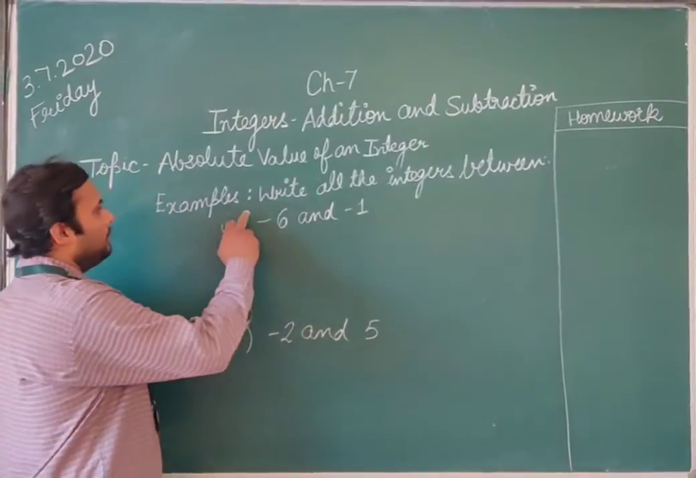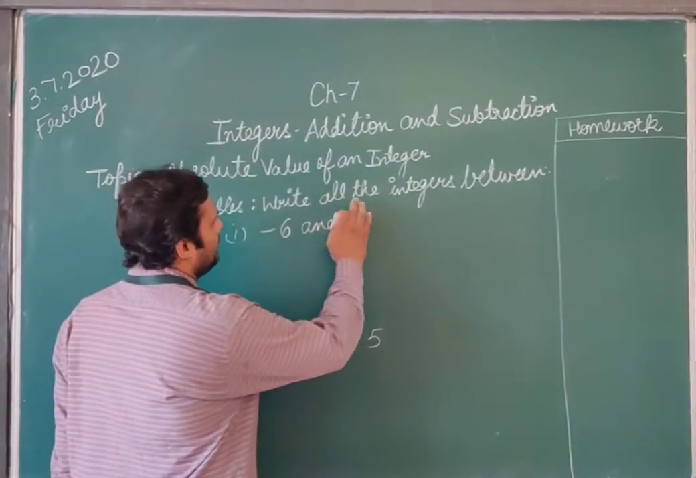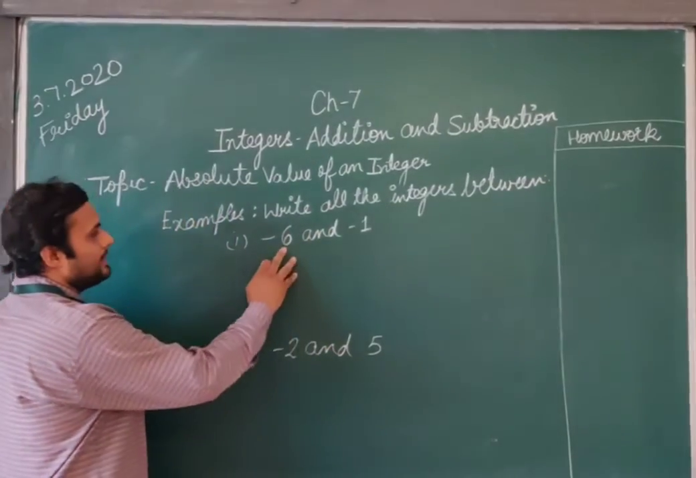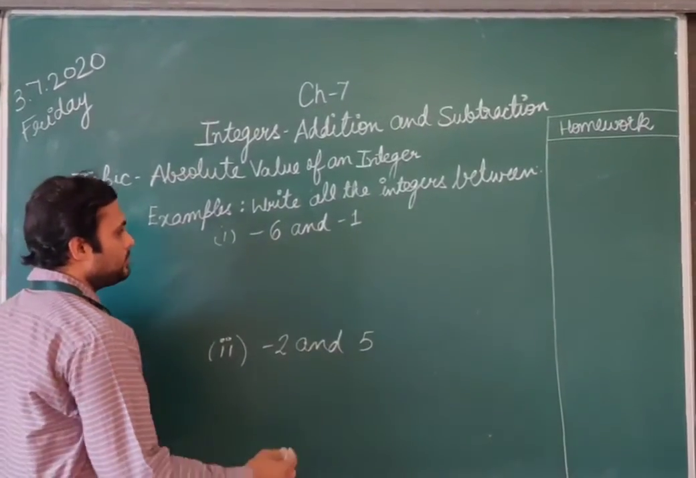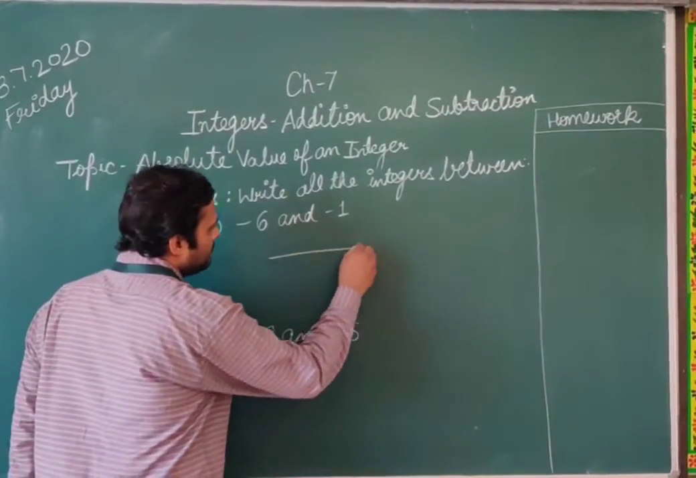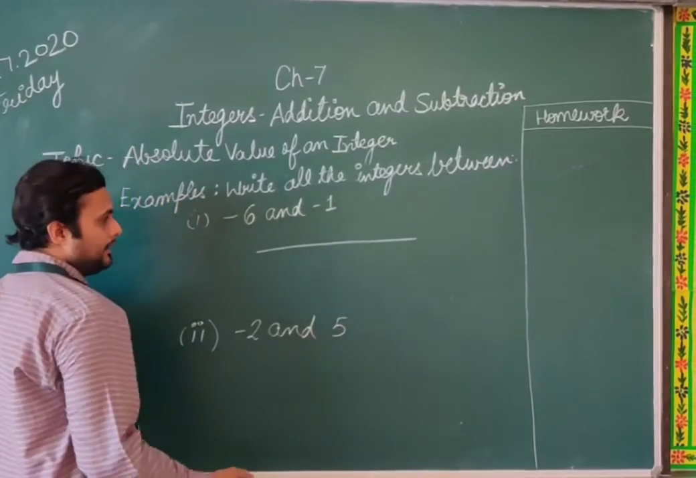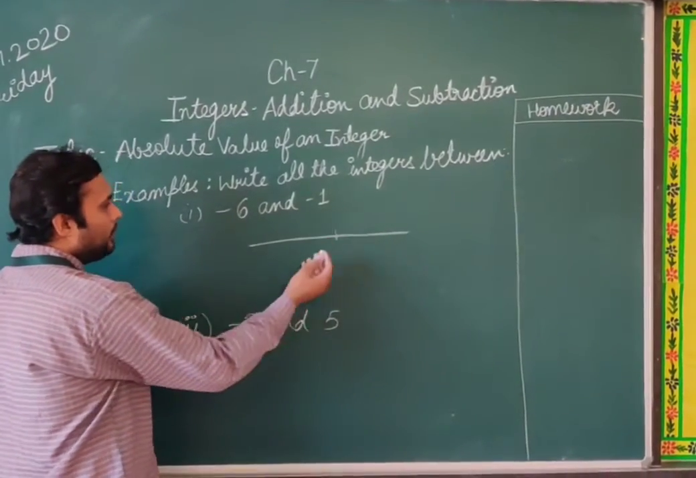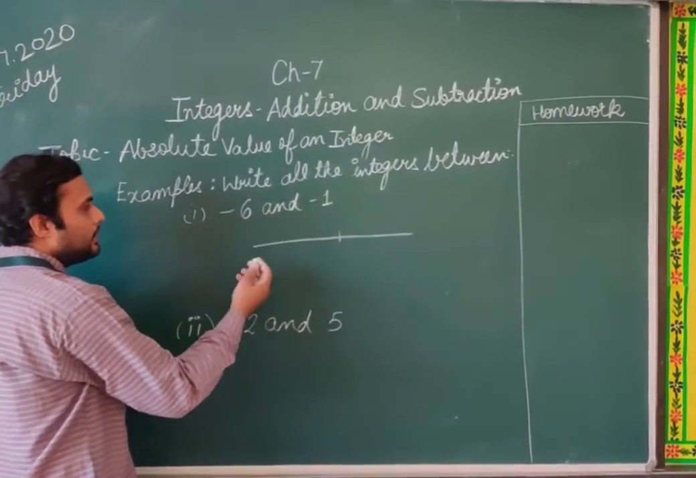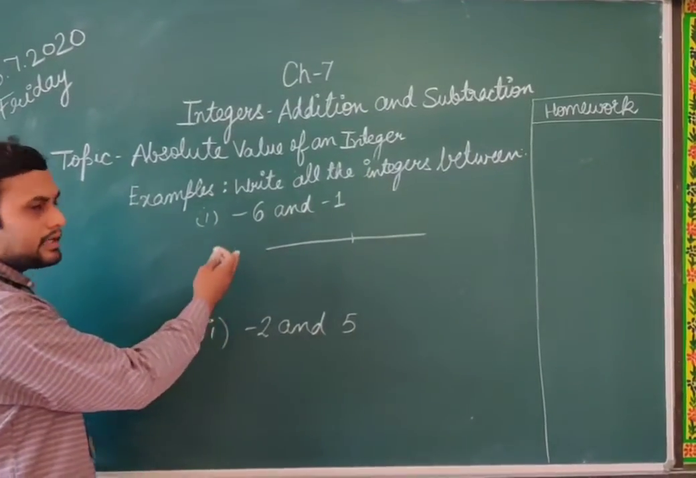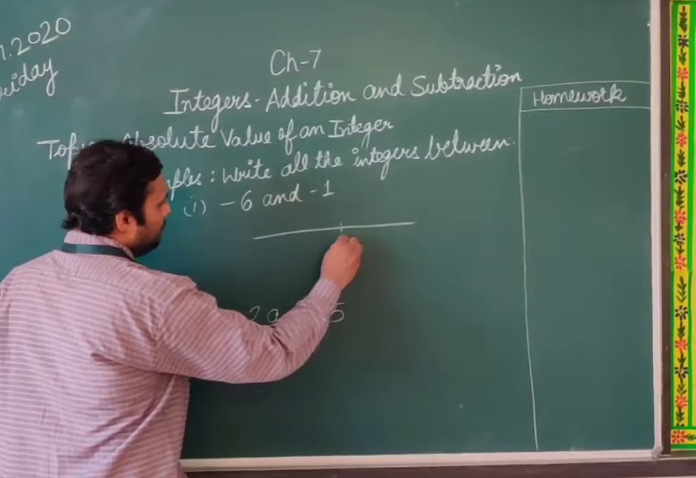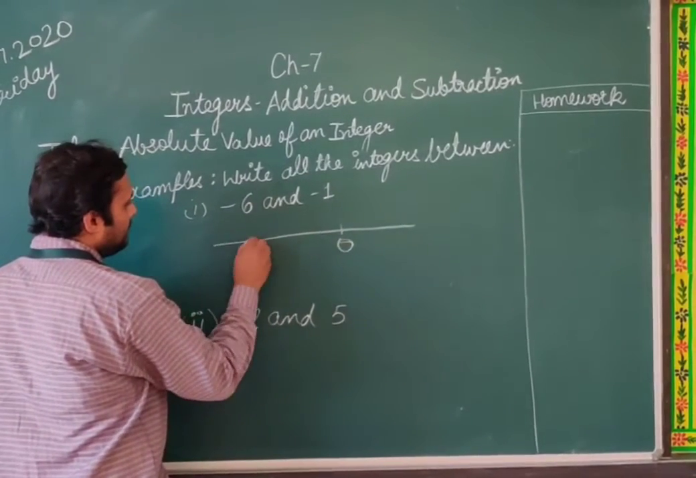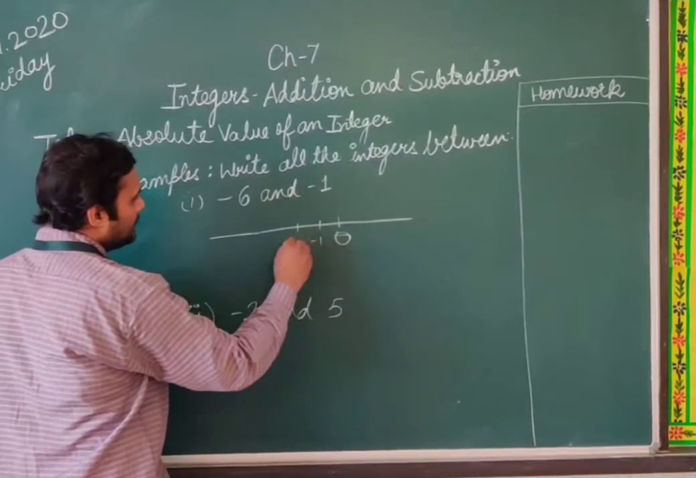Now, we are taking another example. Write all the integers between -6 and -1. So, what are you going to do? You are just making a number line. It is for your convenience. Either you can write the integers directly if you know. If you don't know, mark the number line, write down the numbers.